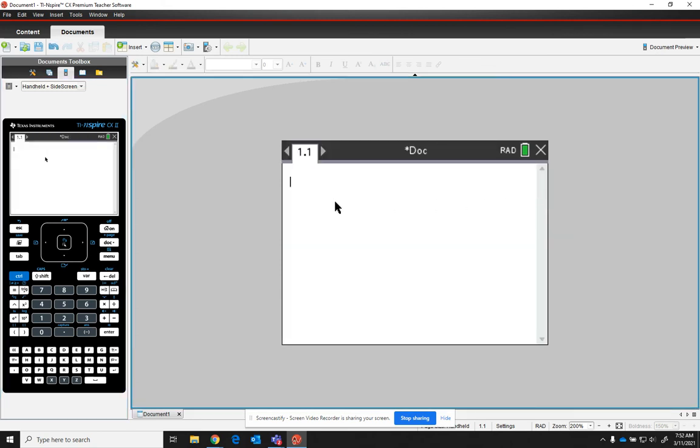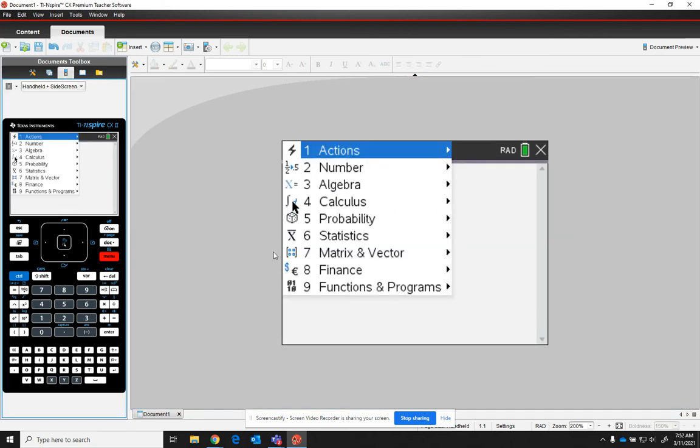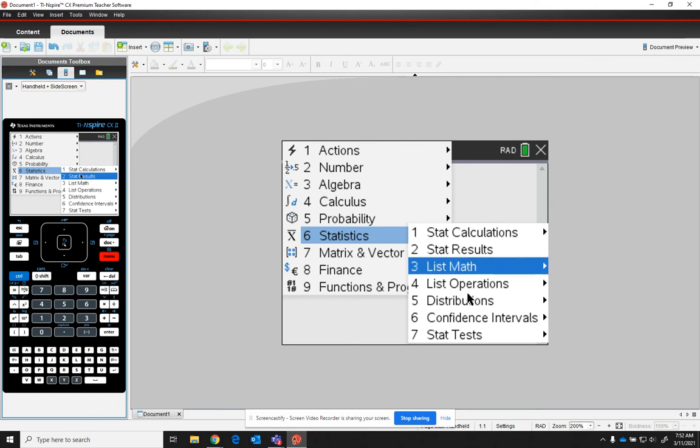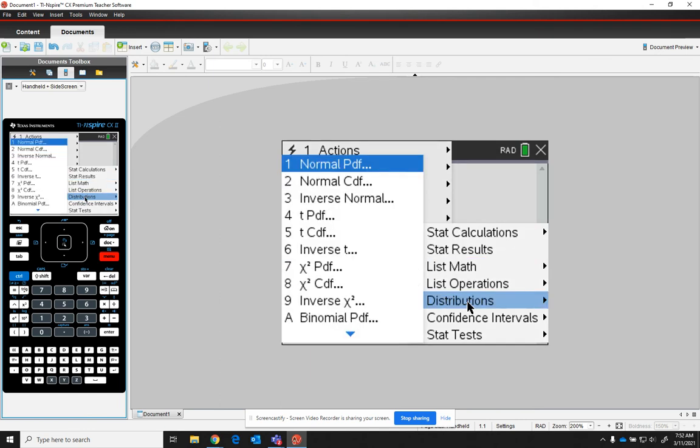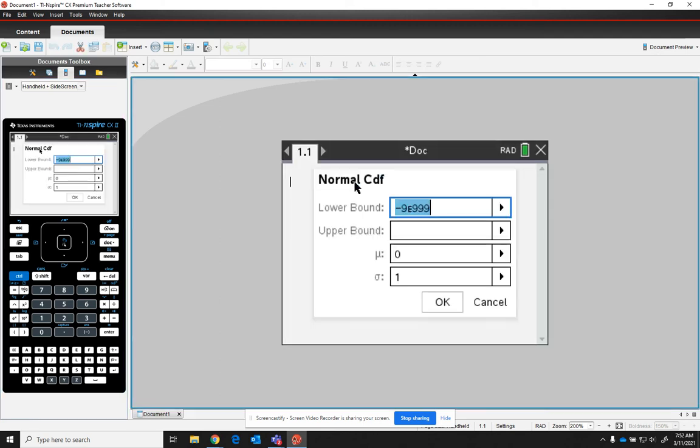So I'm going to add a calculator. I'm going to press Menu, Statistics, number 5, Distributions. And notice here I have a PDF and a CDF. Never use the PDF. We only use the CDF. So using the Normal Cdf, here's how it works. The Normal Cdf wants 4 things. It wants a lower bound. Where does your shading start? It wants an upper bound. Where does your shading end? It wants a mean and a standard deviation.